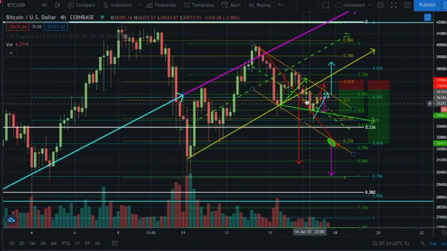and then we come back to the bottom and we break. So when we break, we would now expect to get the measured move, which is this red target right here, which is going to take us back down to that $31,050 range, which is also the 0.886 of our green fib. So it's an 88.6% retracement from the bottom to the top right here.